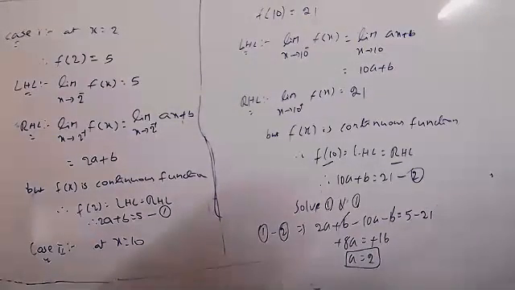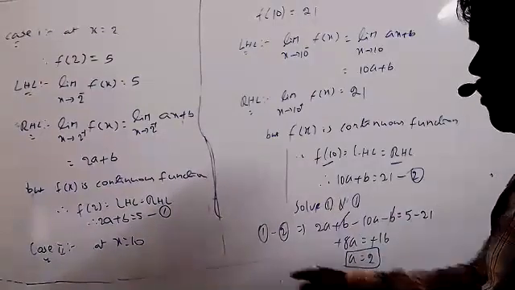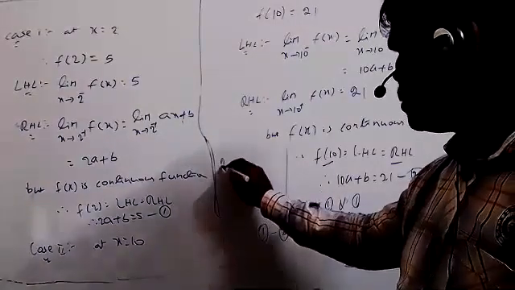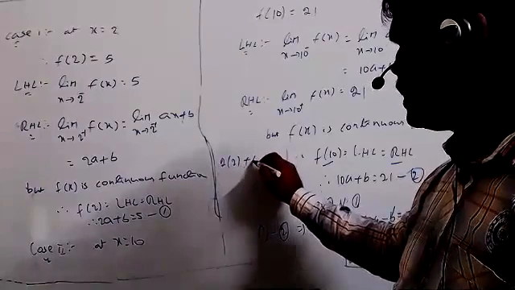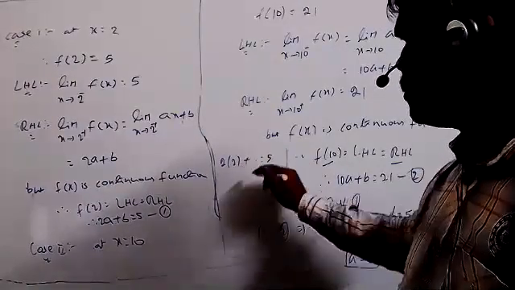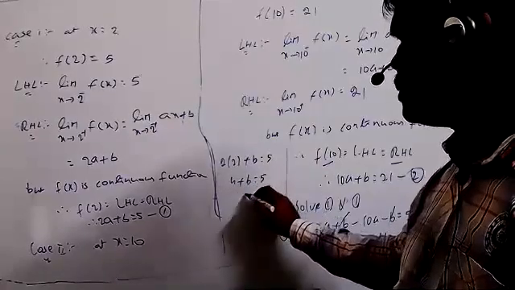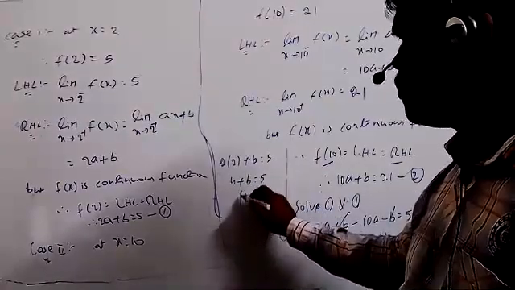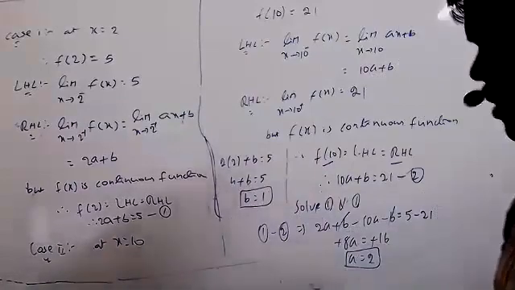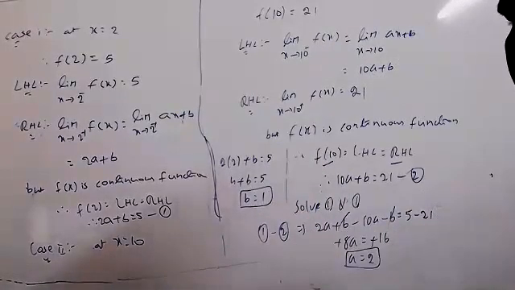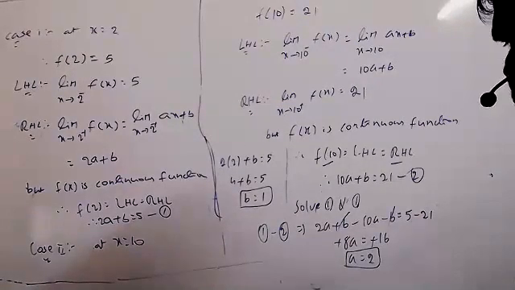It's correct. Yes, the value of a, you can substitute into the first equation now. So 2 into 2 plus b equals 5. So 4 + b = 5. So the value of b equals 1. A equals 2 and b equals 1. Am I correct? Yes, sir.